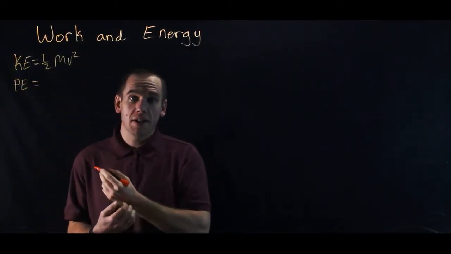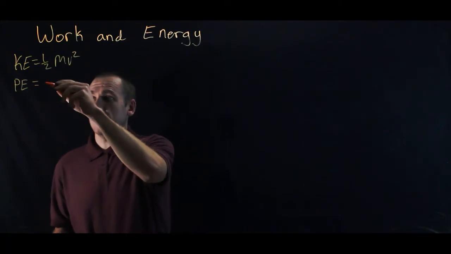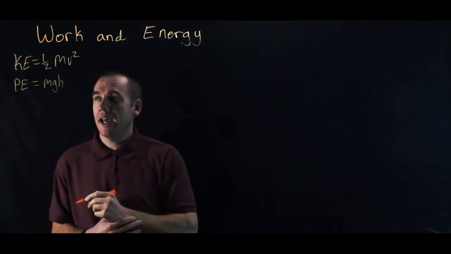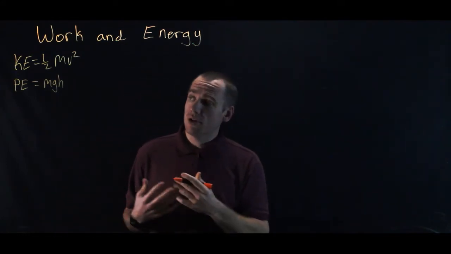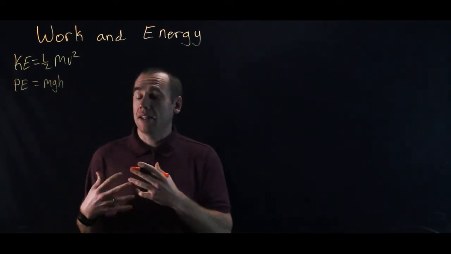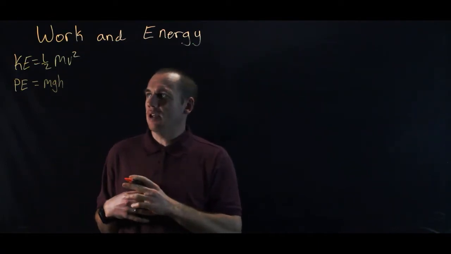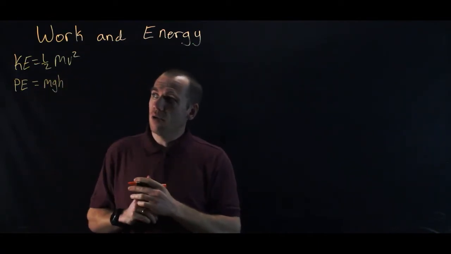Gravitational potential energy depends on the mass in the gravitational field, and we calculate it by taking mass times the strength of the gravitational field times height. There's elastic potential energy, which depends on the spring or the elastic band that the elastic energy is stored in. We won't get into that equation, but we have these two forms of energy.